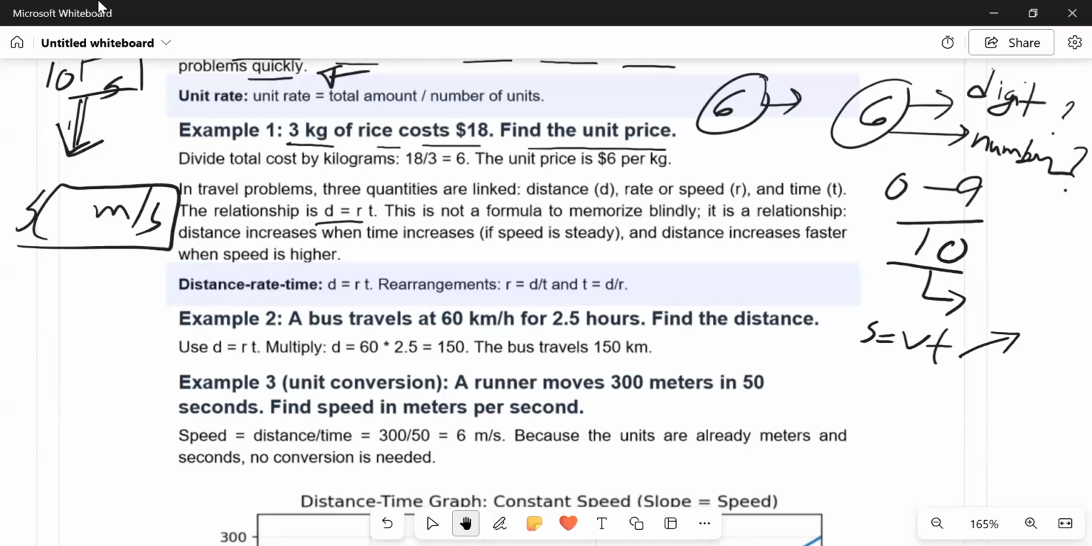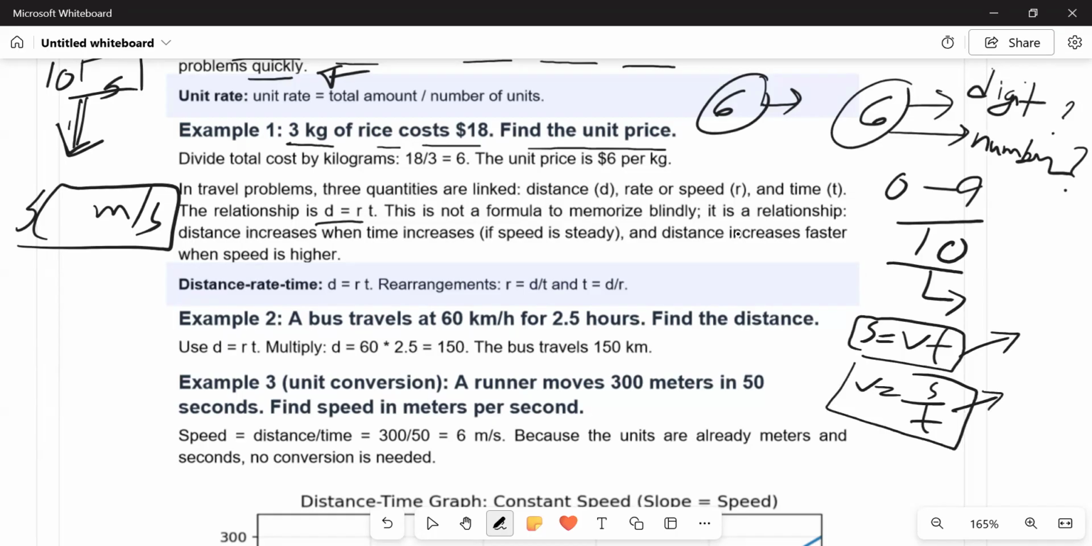I think if we change it, we can say V is equal to S over T. Yeah, so V is equal to S over T, the distance over the time. Right. So are you guys familiar with this equation, this equation of motion?